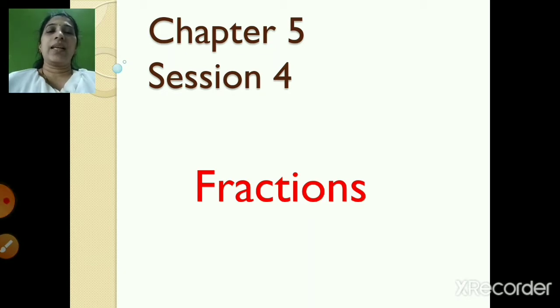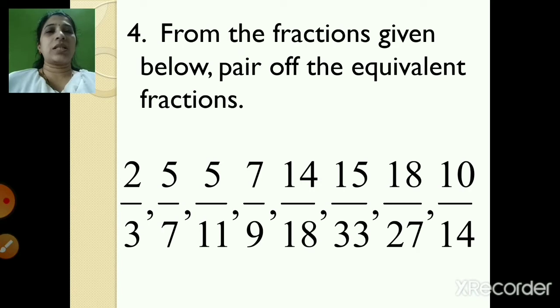So children, in the last session we were solving problem set 17 and in that we had finished 3 sums. So let's move to the fourth one. From the fractions given below, pair off the equivalent fractions. So some fractions are given and you have to pair off the equivalent fractions.